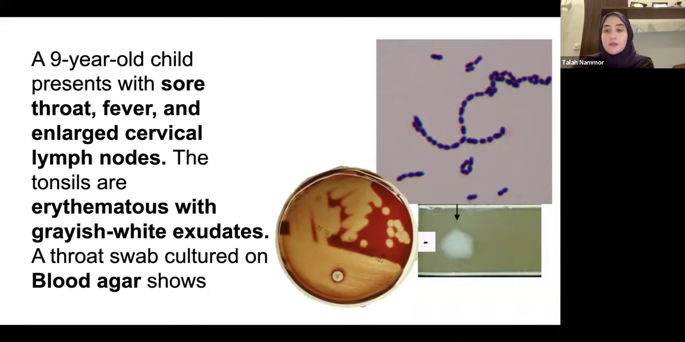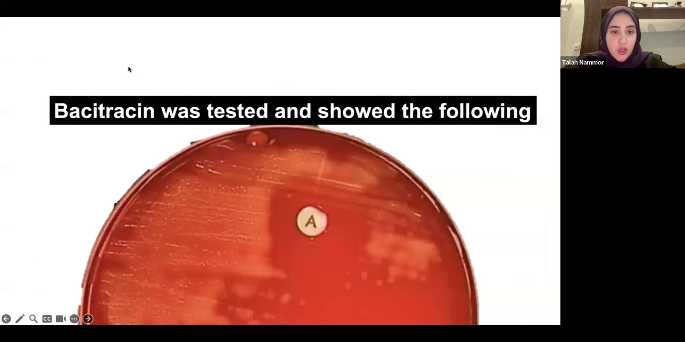Bacitracin, perfect. So let's look at this case. Bacitracin was tested and it showed the following. So this is bacitracin, and in here, do we have a zone of clearance, or a zone of inhibition? Yes. So what are we thinking of? Is it strep pyogenes or agalactiae? Pyogenes, perfect. So you guys are getting the idea.